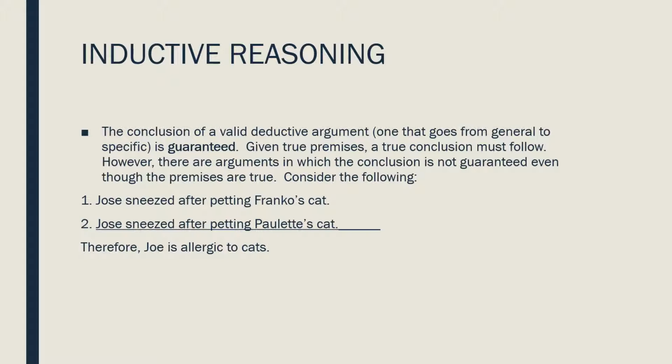So in this example, we're going to go from specific instances to general statements. That's what inductive reasoning is. So it says, Jose sneezed after petting Franco's cat. That's our major premise. And then our minor premise is that Jose also sneezed after he pets Paulette's cat. And our conclusion, our general statement, is that Jose is allergic to cats.